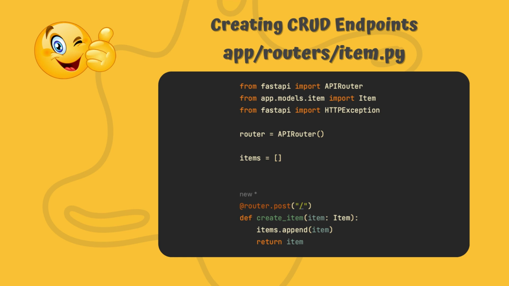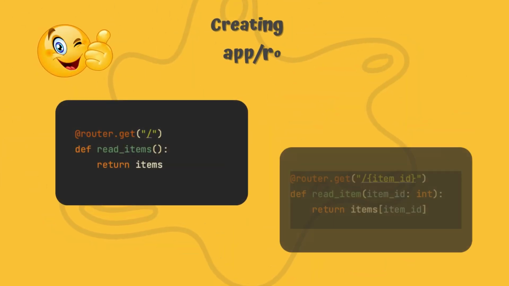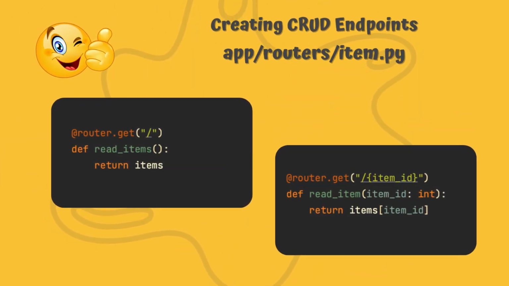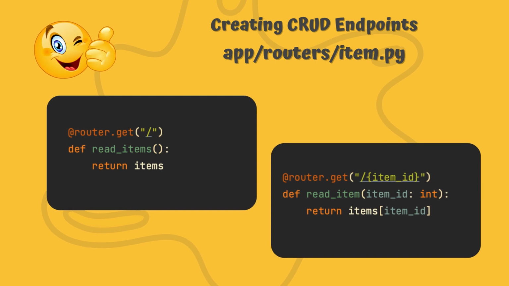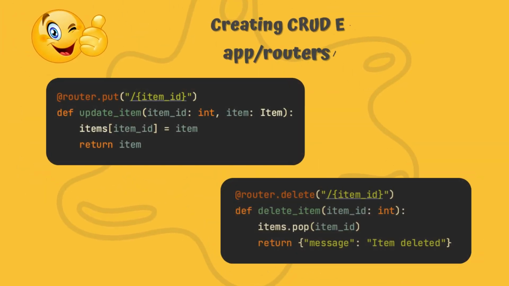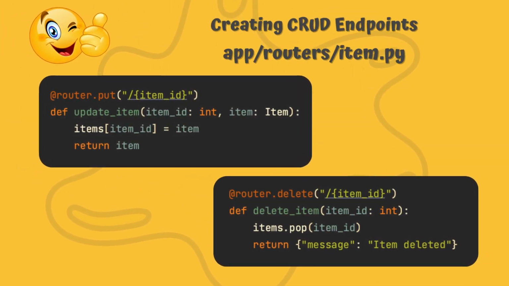We will create separate routers for each entity: items, orders, and transactions. In each router, we will define endpoints for creating a new entity, retrieving a list of entities, retrieving a single entity by its ID, updating an entity, and deleting an entity.